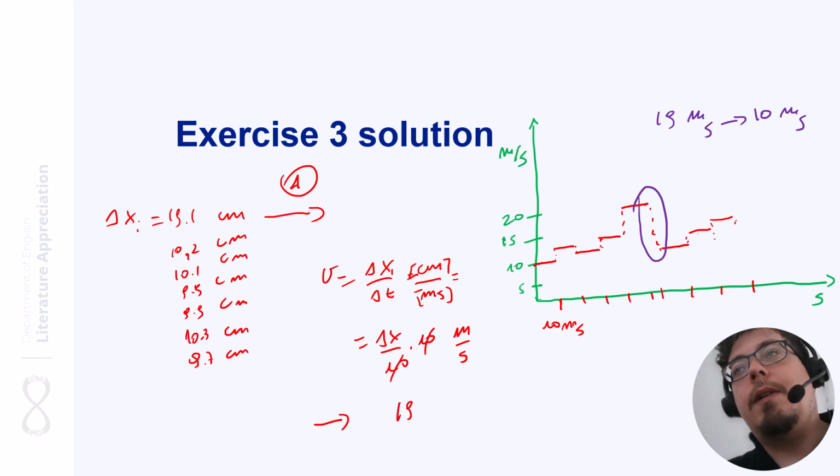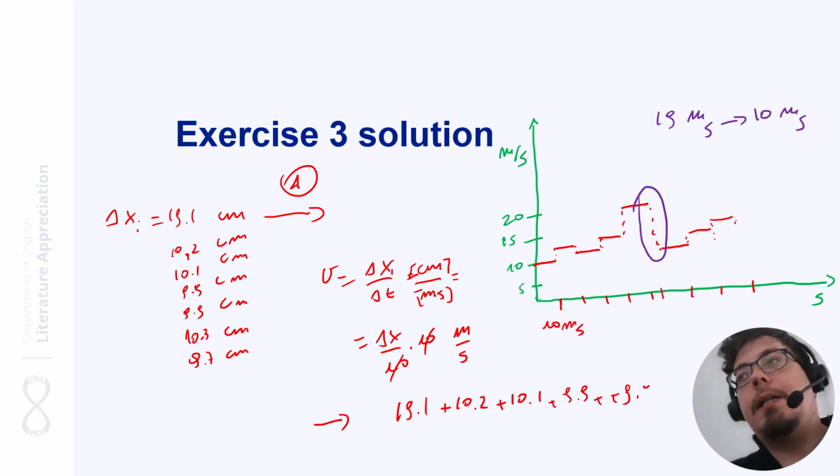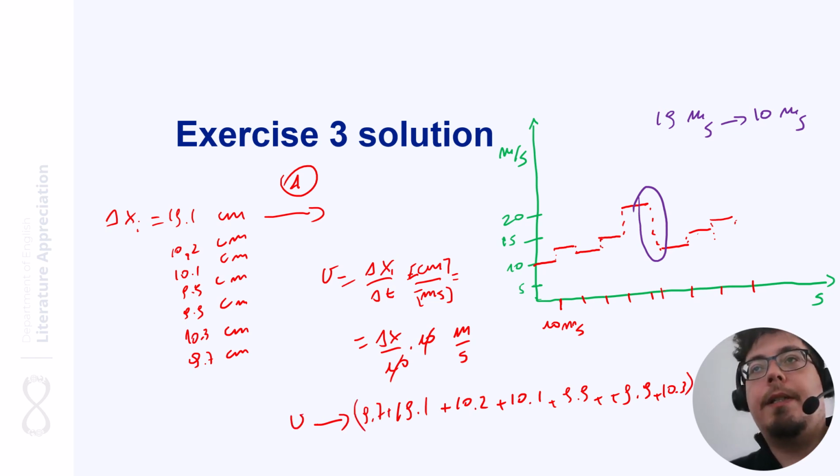So the average velocity is 10.1 plus 10.2 plus 10.1 plus 9.9 plus 9.9. As we can see, with respect to before, plus 10.3 plus 9.7. This is the average velocity, divided by 1, 2, 3, 4, 5, 6, 7.